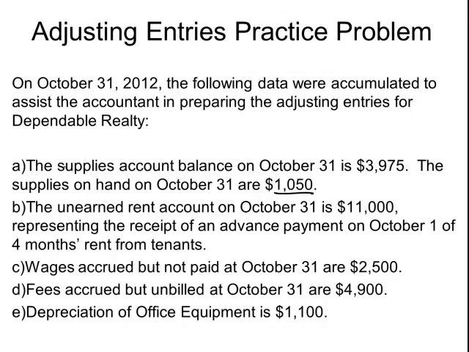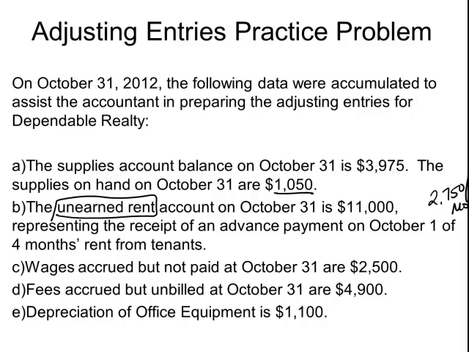The second journal entry deals with unearned rent. Unearned rent is a liability account. We owe rent to someone. We owe the service of rent. In this case, we are renting out maybe a piece of machinery or a building. We don't really know what it is, but we do know that our tenant paid us October 1st. They paid us $11,000, and that was a prepayment of 4 months worth of rent. So if we take the $11,000 and divide it by 4, that gives us $2,750 per month that they're giving us in rent.